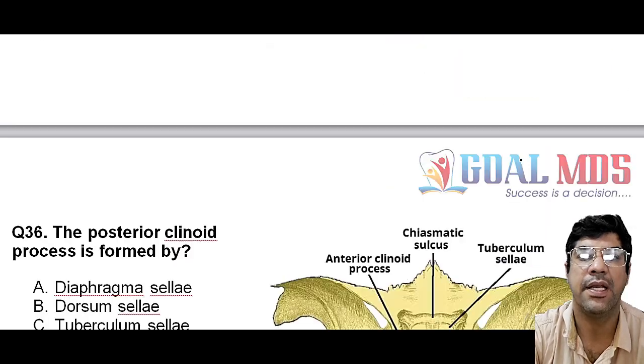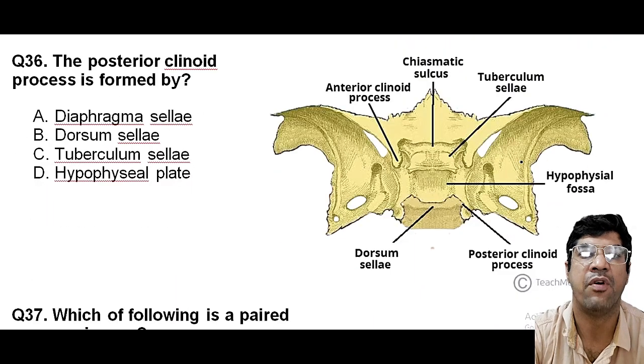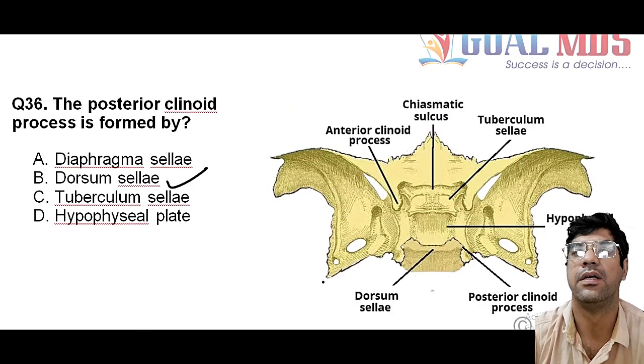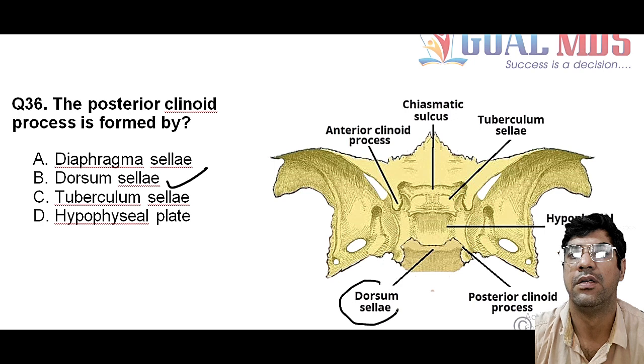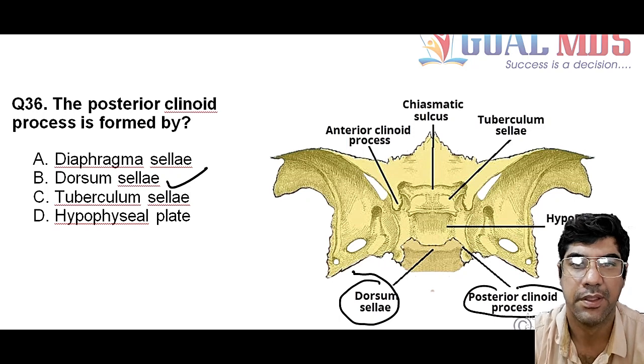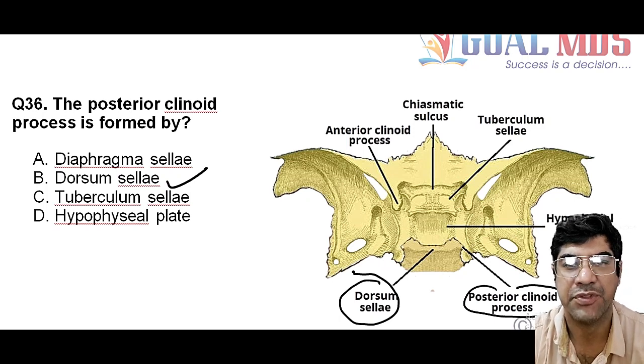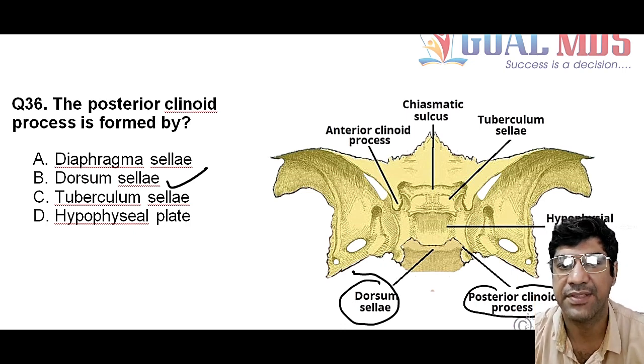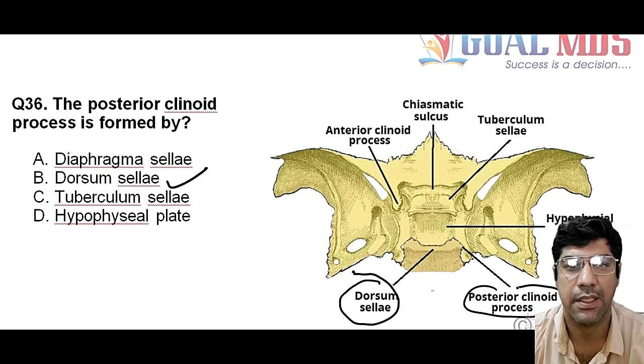The posterior clinoid process is formed by dorsum sellae. So this one is the dorsum sellae and this is the posterior clinoid process. Dorsum sellae is the posterior portion of the sella turcica, that is a saddle shaped depression in the sphenoid bone. The posterior clinoid process is the extension of the dorsum sellae.